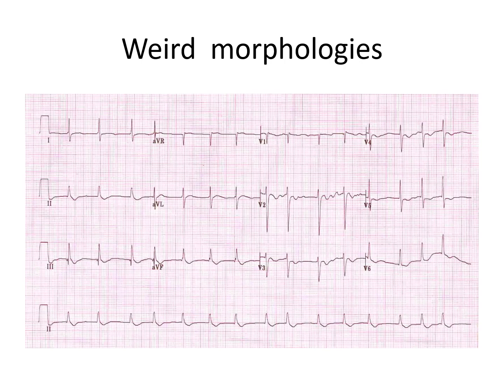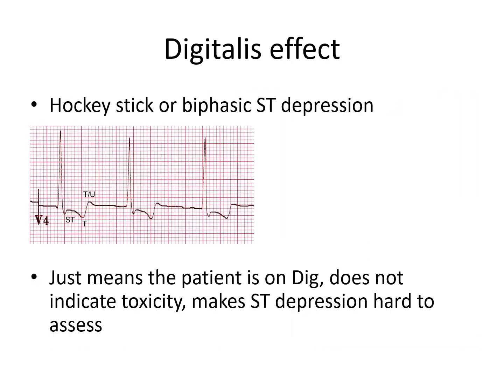Finally, if you have a patient who's on digoxin, the presence of digoxin will frequently induce ST depressions of a particular type. They're colloquially known as scooped ice cream ST depressions because they look like somebody has taken a scoop of ice cream out of that flat ECG line. So they're either hockey stick or biphasic ST depressions, and they don't mean that a person is toxic or anything like that. They just mean that a person is on digoxin, and it makes our job of interpreting ST segments tougher.